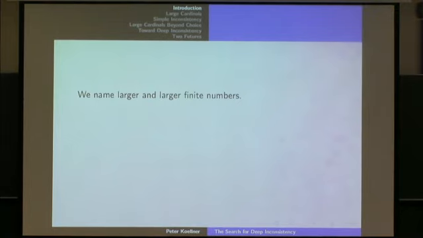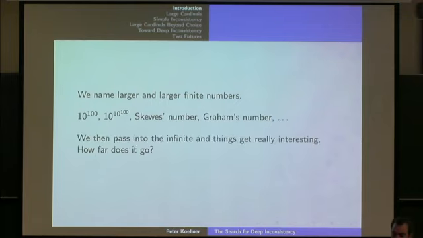So we can name larger and larger finite numbers, and some numbers that are familiar to you are the Googol, and then there's the Googolplex. When we're playing this game, we try to name numbers which completely transcend the previous number. You can't just keep adding 1. And then there's Skewes' number and Graham's number, and you get these outrageously large finite numbers. And then when we pass to the infinite, things get really interesting, and again, the question is, how far does it go?